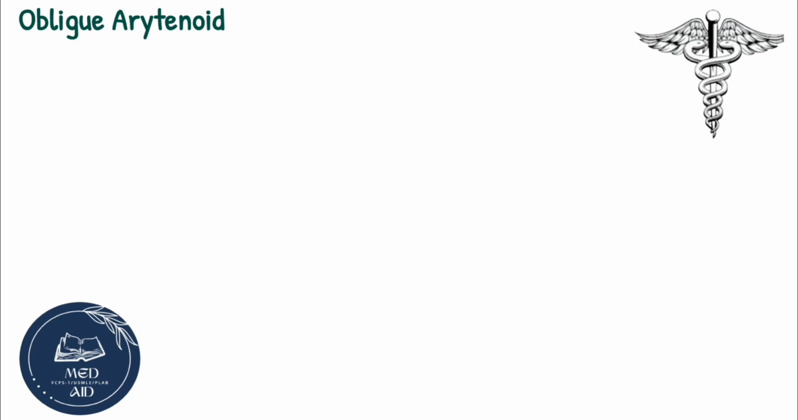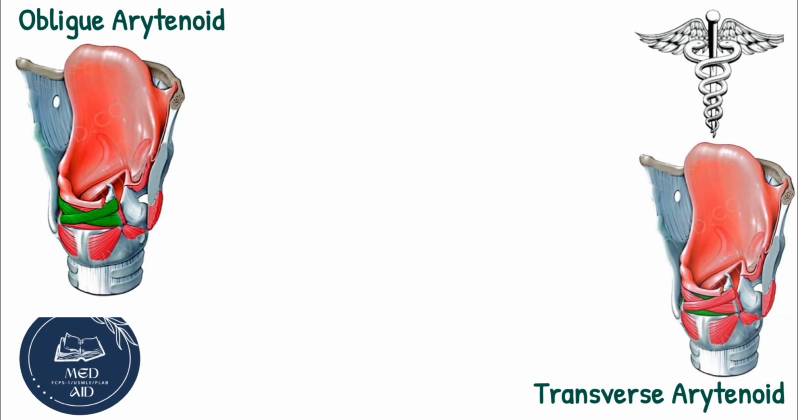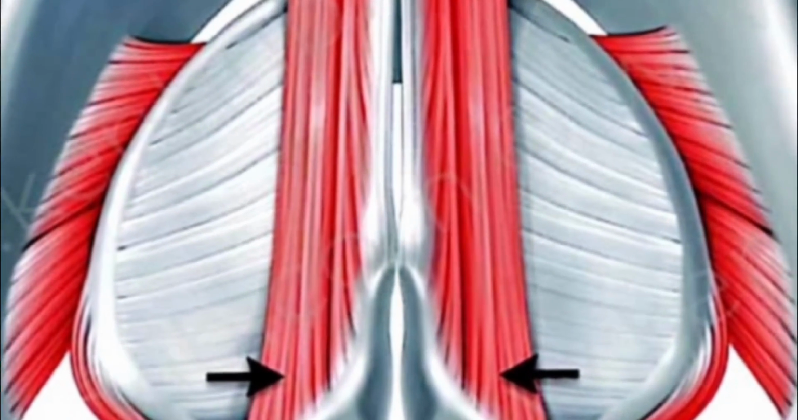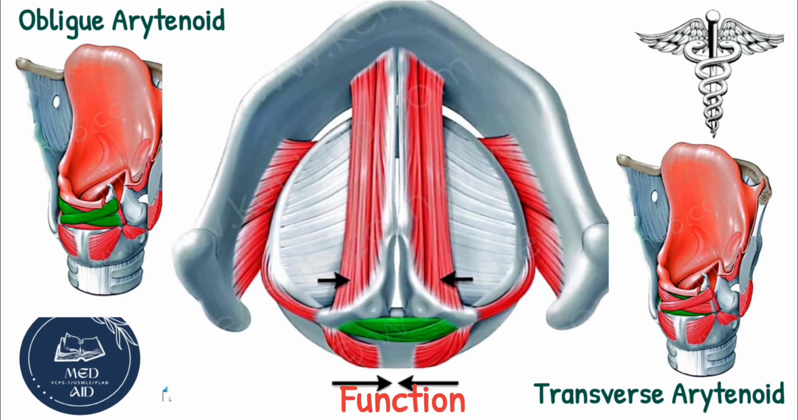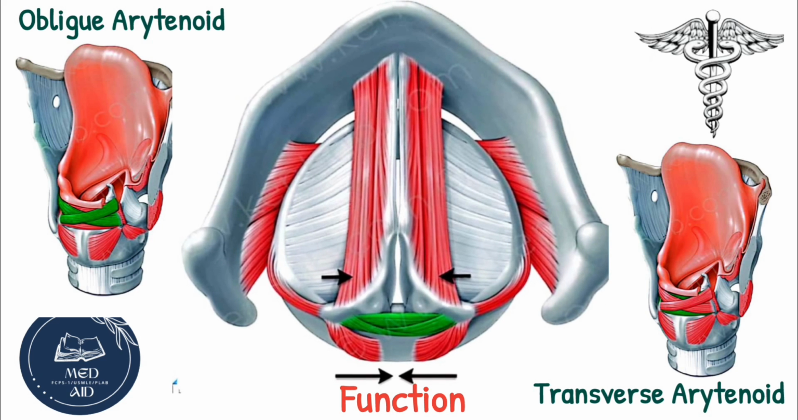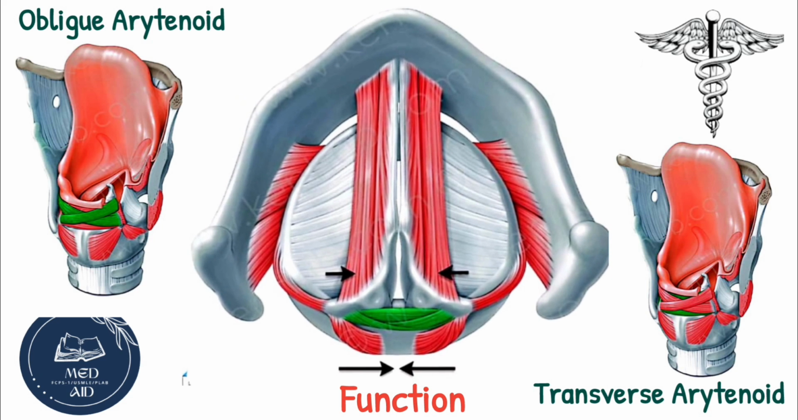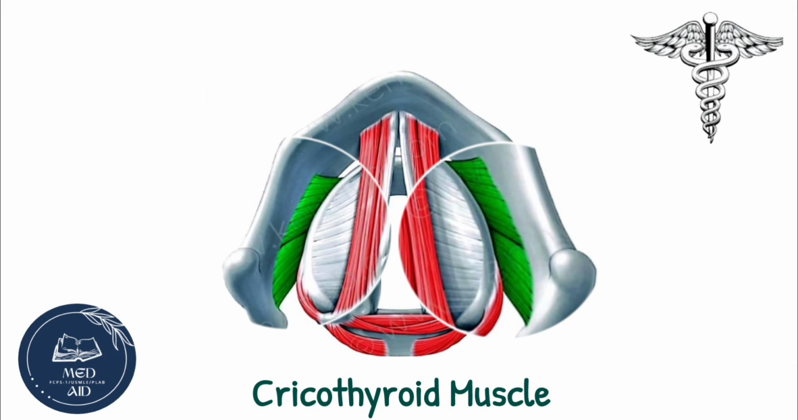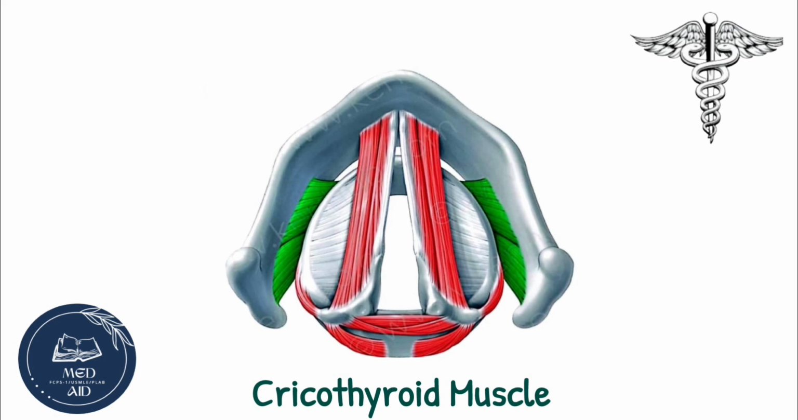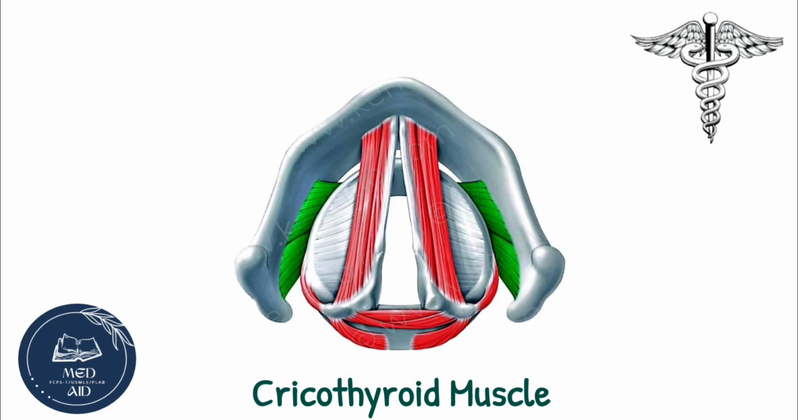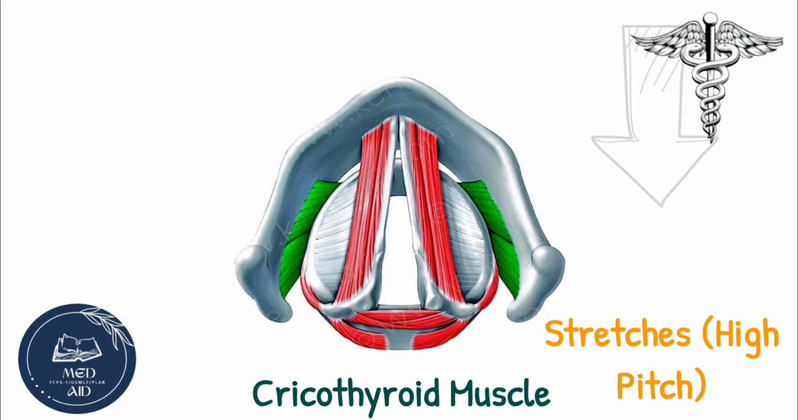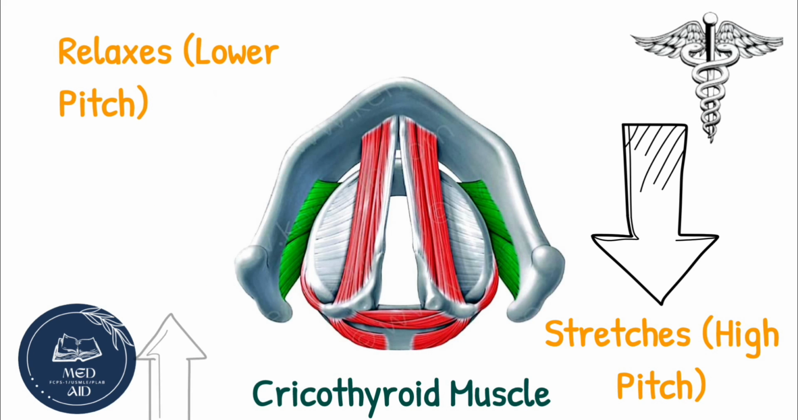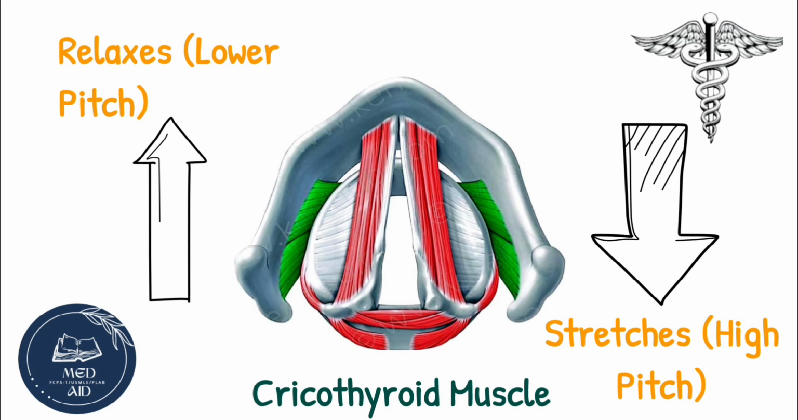So we can conclude from previous discussion that the oblique and transverse arytenoid muscles work together to adduct, that is, close the vocal folds, allowing phonation. Contraction of these muscles increases vocal fold tension, resulting in high pitch, while relaxation decreases tension and lowers the pitch. The cricothyroid muscle, shown in green color, stretches the vocal folds by tilting the thyroid cartilage forward and down, thus increasing their length. This results in a high-pitched voice. Relaxation of the cricothyroid muscle allows the vocal folds to shorten and thicken, resulting in a lower pitch.